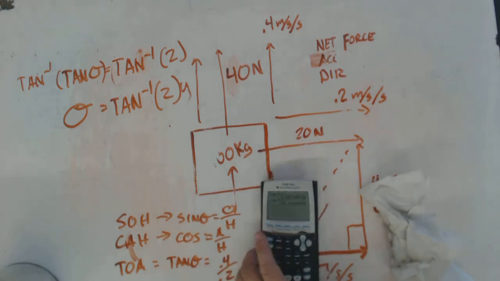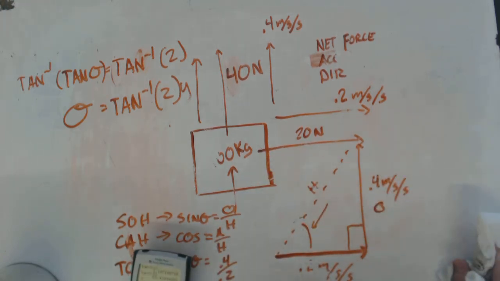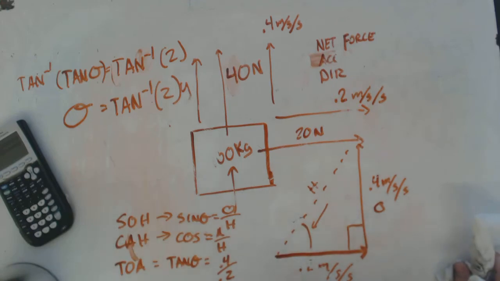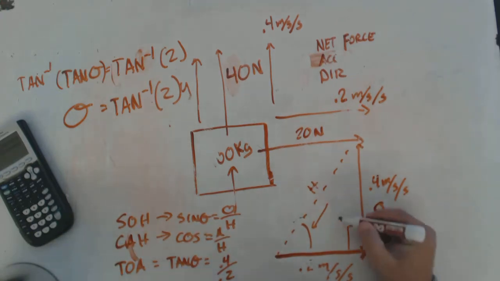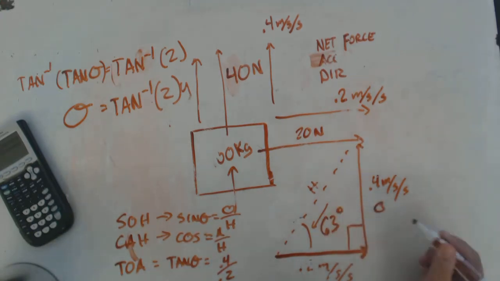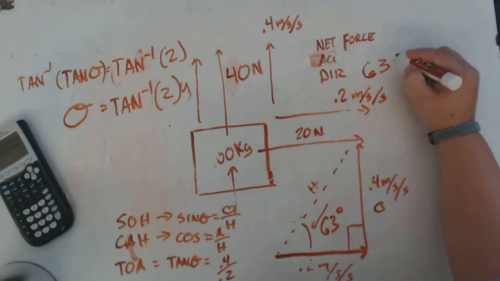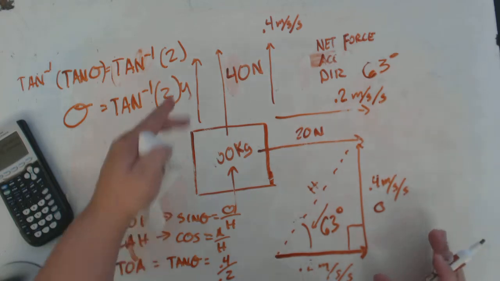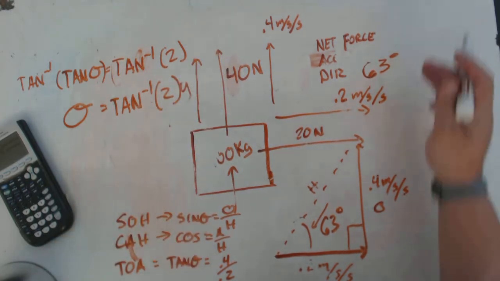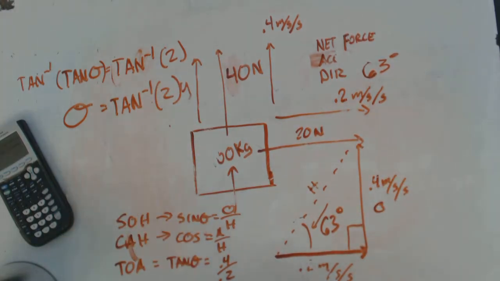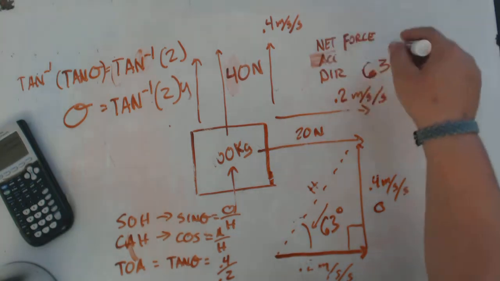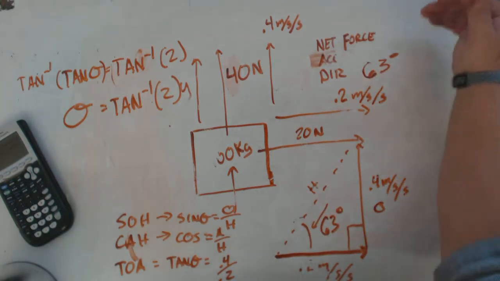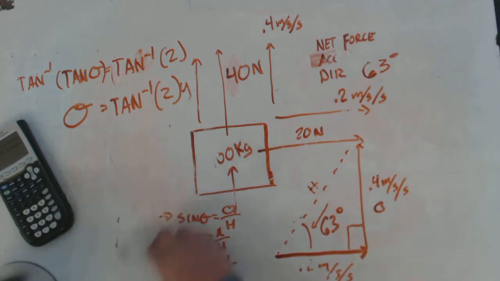That's strange. Okay, so this right here says it's 63 degrees. Okay, so I now have the direction is 63 degrees. I have the acceleration that's in components, and I have the net force that's in components. Now what I'm going to do is, with this bit of information that I have, I'm actually going to go back and get more from it.